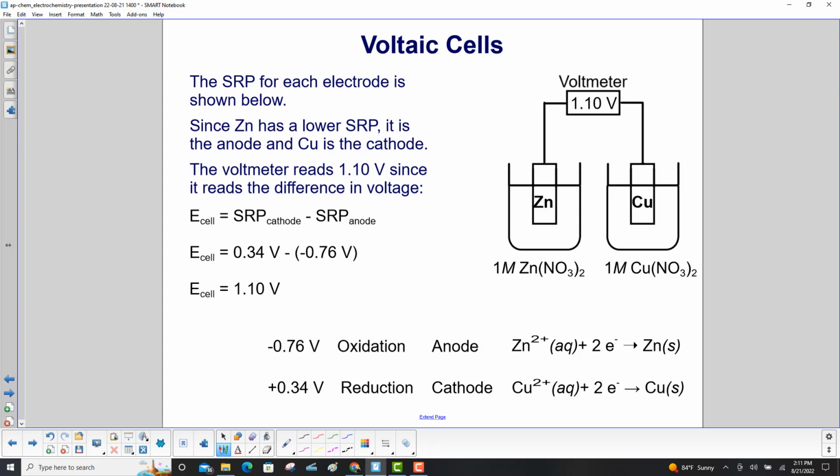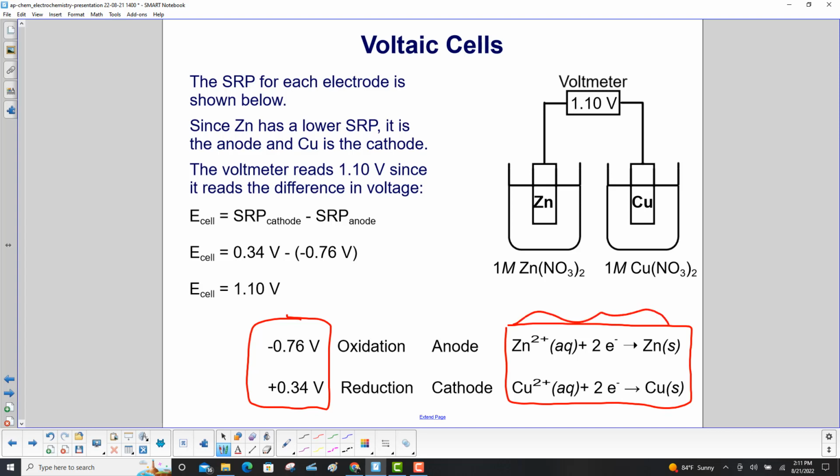The SRP for each electrode is shown below. Here are the two reduction reactions. Now we know one is going to be oxidized, okay? But we're still just going to show the reduction reactions because that gives these numbers here. So since zinc has a lower SRP, it is the anode. So now we fill in the anode and oxidation.